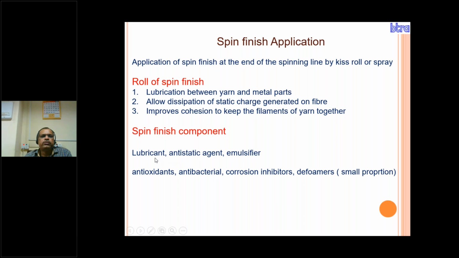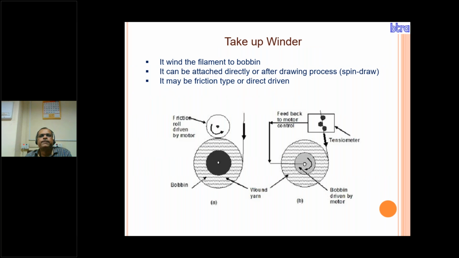Spin finish components: these are the different components. One is lubricant, then anti-static agent, emulsifier, antioxidants, antibacterial, corrosion inhibitor, defoamers, and others as per the requirement. These are put together to make the spin finish.